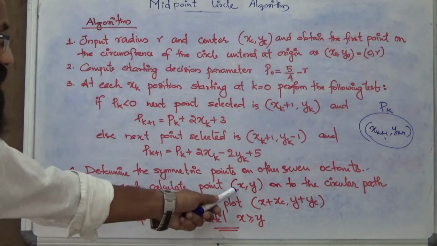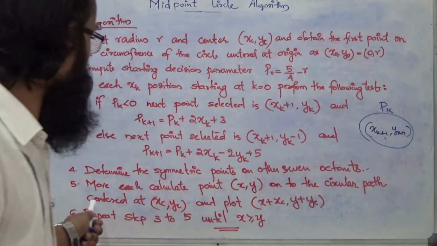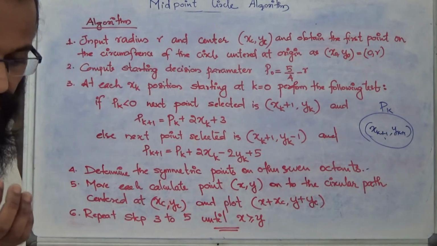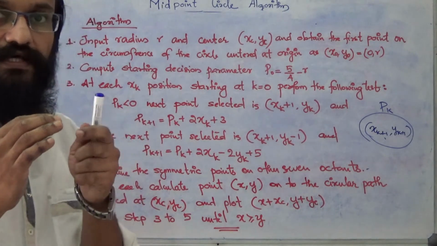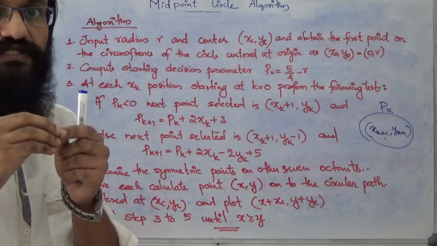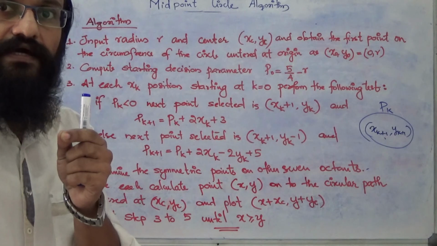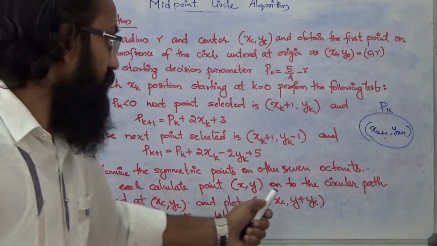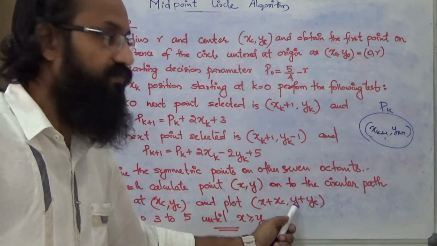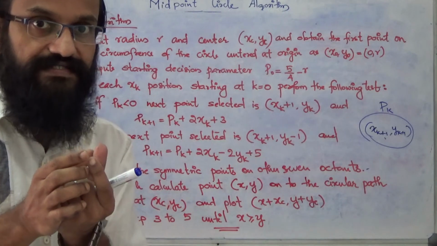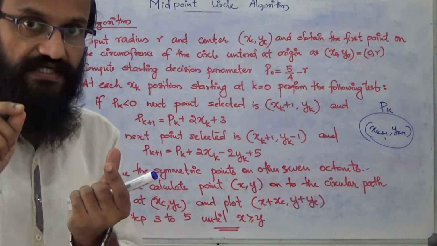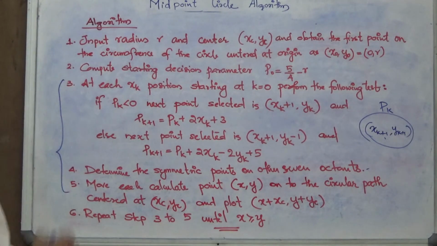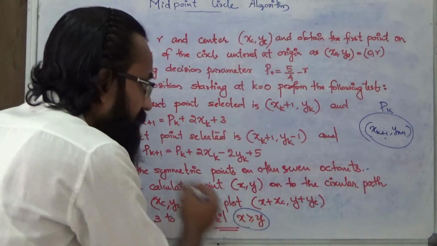Then move each calculated point x, y on the circular path centered at xc, yc, and plot. That is, you are determining each point x, y on the circumference of the circle centered at 0, 0 origin. You have to move that point to the circular path whose center is xc, yc. In order to perform that, you have to add xc to x and yc to y. So assuming x, y is the computed point on the circumference of the circle centered at origin, you have to repeat these 3 steps until x becomes greater than or equal to y.